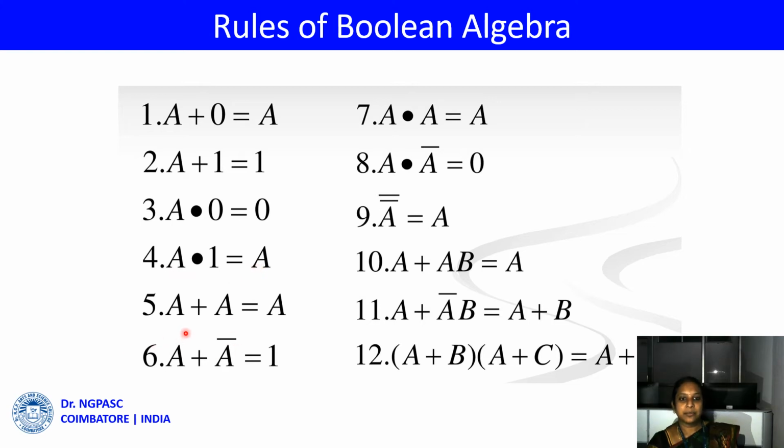Fifth one is A plus A is equal to A. If A is 0, 0 plus 0 is equal to 0, which is A. And if A is 1, 1 plus 1 is equal to 1, which is also A.